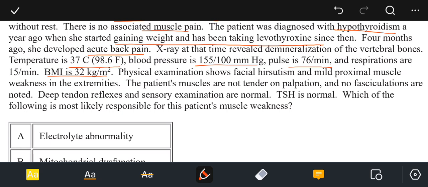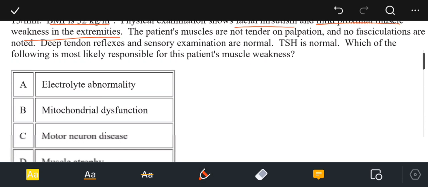Physical examination shows facial hirsutism and mild proximal muscle weakness in the extremities. The patient's muscles are not tender on palpation and no fasciculations are noted. Deep tendon reflexes and sensory examinations are normal. The TSH is also normal. Which of the following is most likely responsible for the patient's muscle weakness?